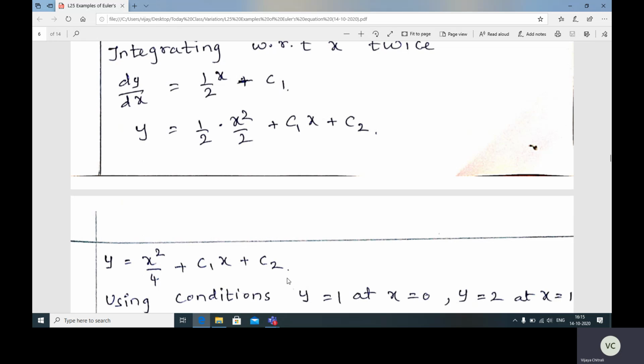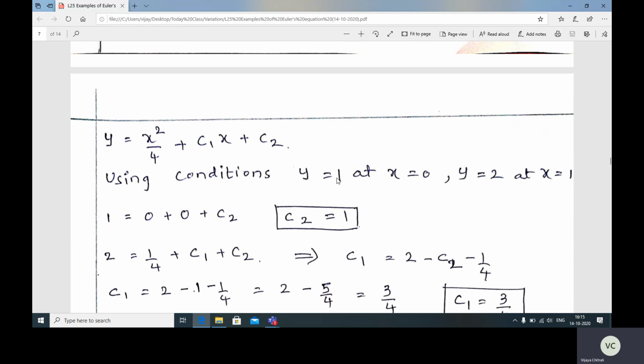Now use the conditions. So what we have, y is equal to 1 at x equal to 0, y is equal to 2 at x is equal to 1. Now use the first condition. So 1 is equal to x square by 4 at 0 and c1 x at 0, so 0 plus 0 and c2. So c2 is equal to 1.